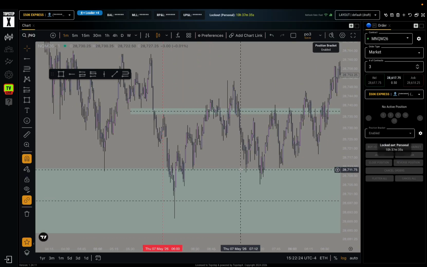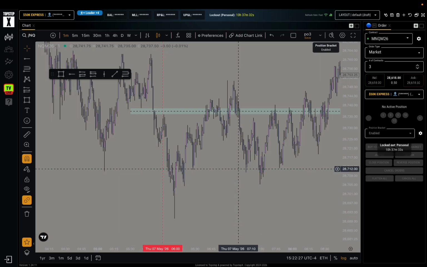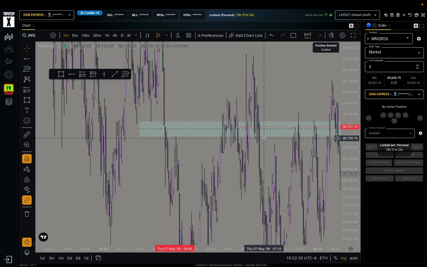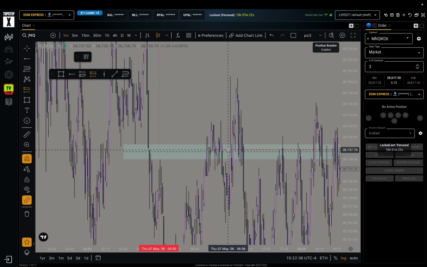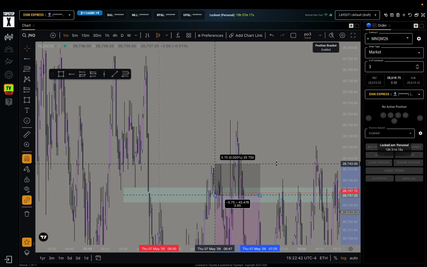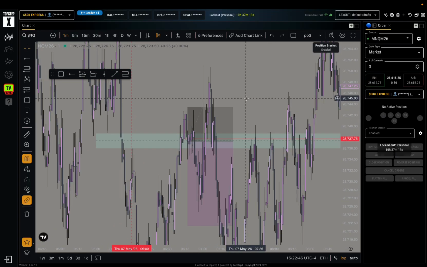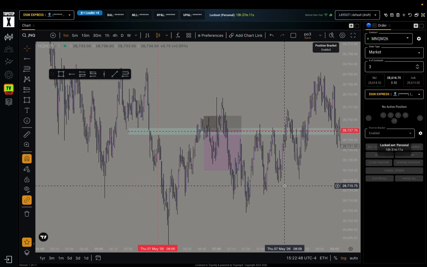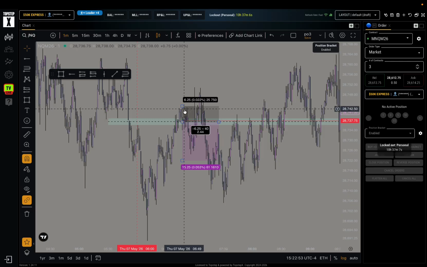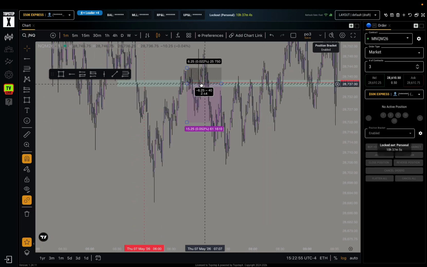Same procedure as always. Marking out the CISD, which was here. Then we made a new high, so right here. Close below it almost instantly. And this was the trade. As you can see, I got stopped out almost instantly, but the 1 point above the high saved me.